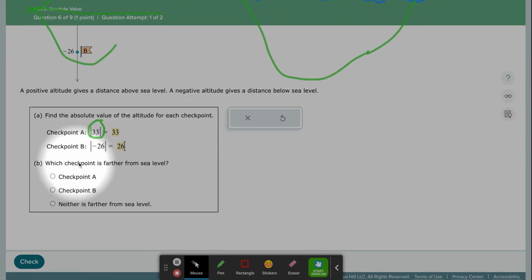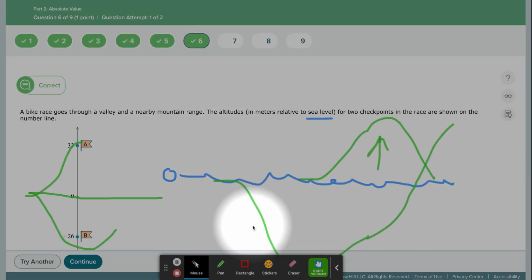So which checkpoint is farther from sea level? Another way of saying this is which checkpoint has a higher absolute value. So checkpoint A is further from sea level. Continue.